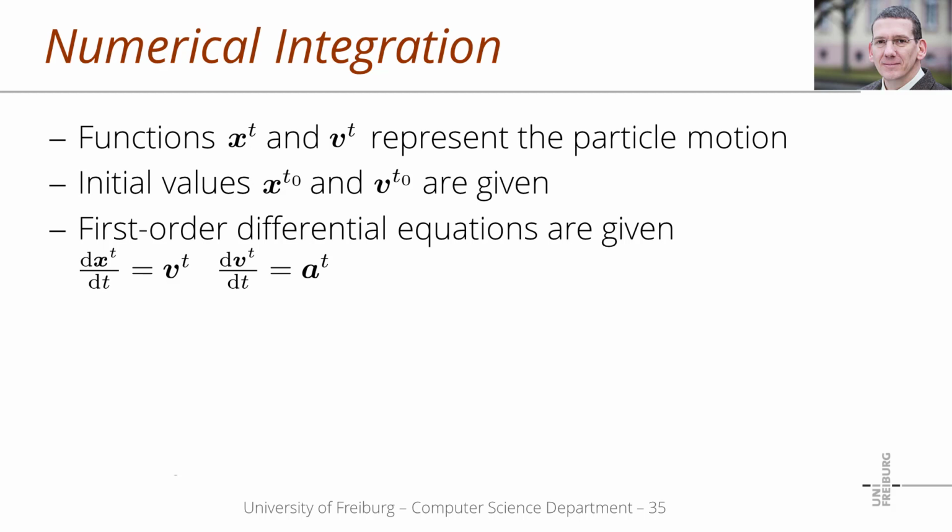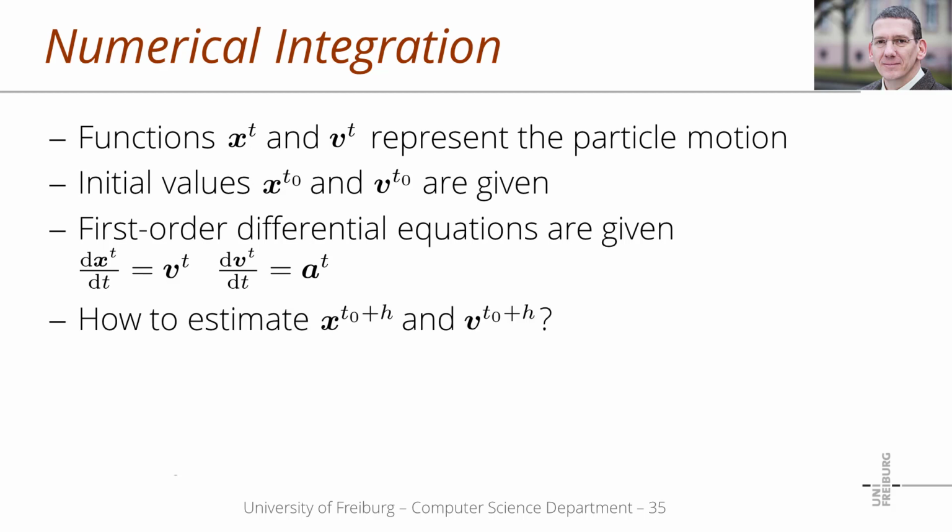In addition, we have two governing equations. We have one equation that describes the time derivative of the position and one equation that describes the time derivative of the velocity. We know that the time derivative of the position is equal to the velocity and the time derivative of the velocity is equal to the acceleration. So for each of the two functions we have an initial value and we have a first-order differential equation that describes the time derivative of that function.